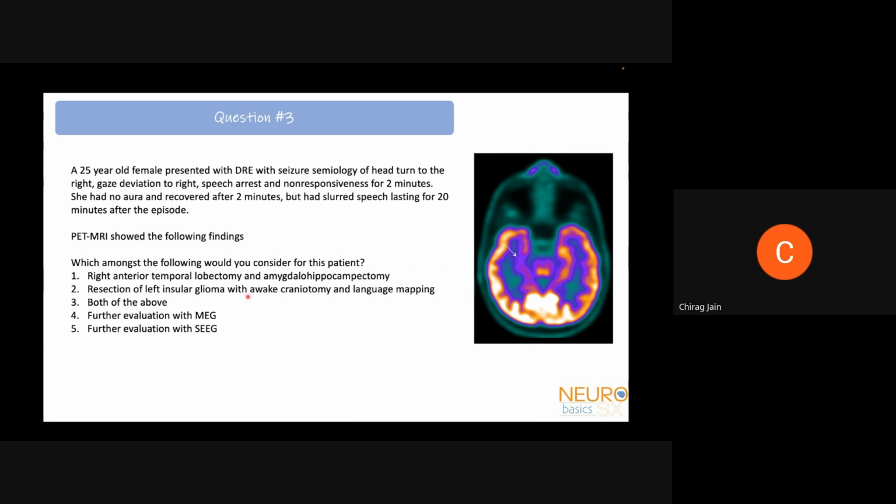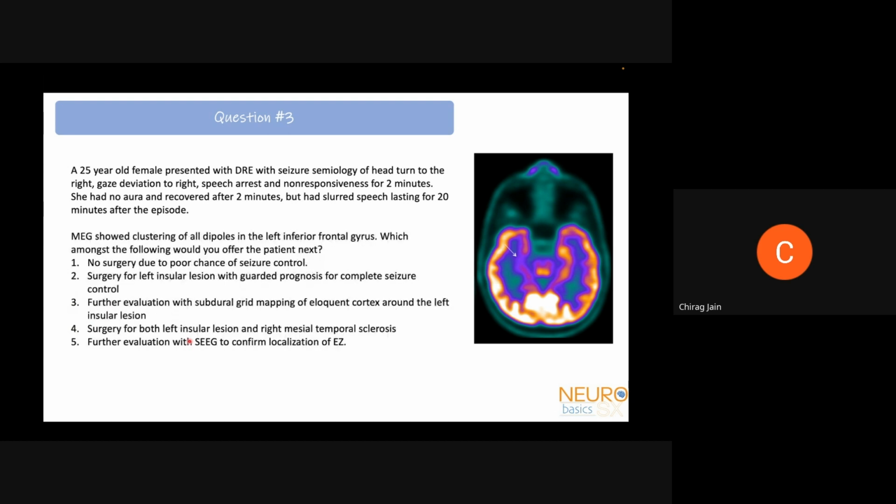Now, does that mean you should directly go in for invasive monitoring, or should you still consider doing further non-invasive monitoring? The idea is you would first complete all your non-invasive monitoring before you would subject the patient to invasive monitoring. So the correct answer in this case would be to further evaluate the patient with MEG. Right. So MEG in this patient showed clustering of all dipoles in the left inferior frontal gyrus.